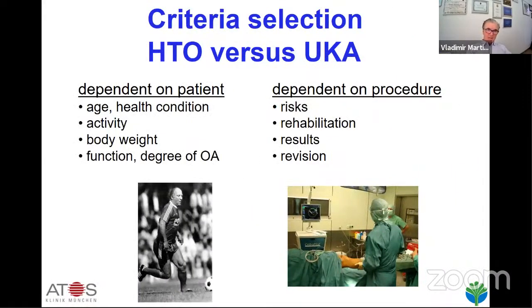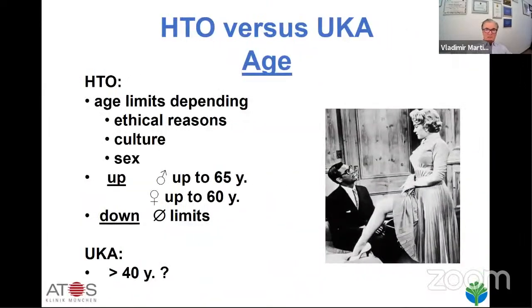But age is not the only criterion for selecting our treatment. There are many criteria and many choices to select the right treatment for our patients. They depend on the patient, on his age, his health condition, his activity, his body weight, the function of the knee joint, and the degree of osteoarthritis. There are also factors dependent on the procedure: the risks of the operation, the rehabilitation results, and also the options of revision. All those criteria have to be discussed to find the best option for our patient. Let's talk about the age.